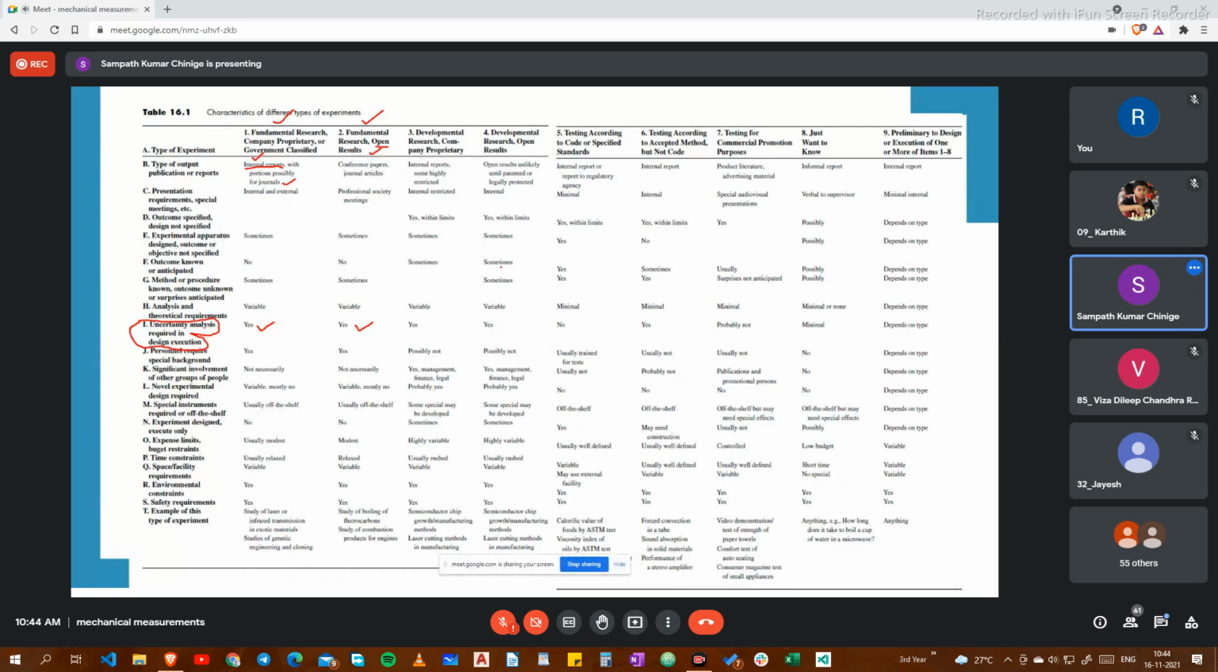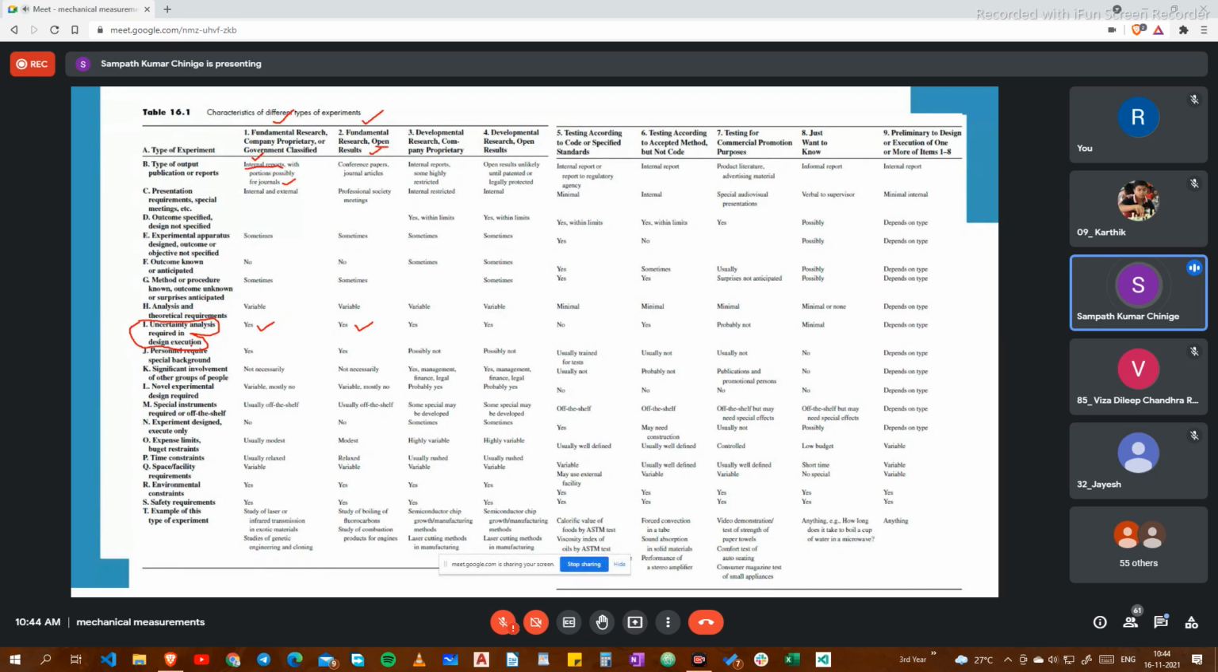Okay? Method or procedure known or outcome unknown or surprises anticipated. So here also, in developmental research, sometimes we may know the methodology if it comes under open results, but for the proprietary type we don't know the methodology either. They don't give anything outside. Analysis and theoretical requirements are variable. For each experiment it will be different.